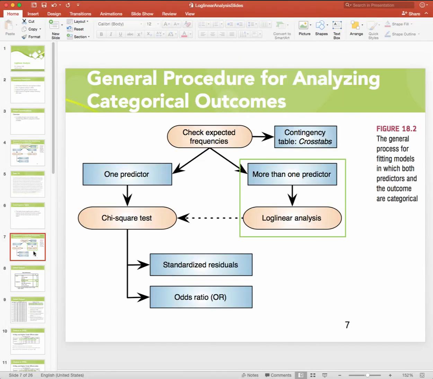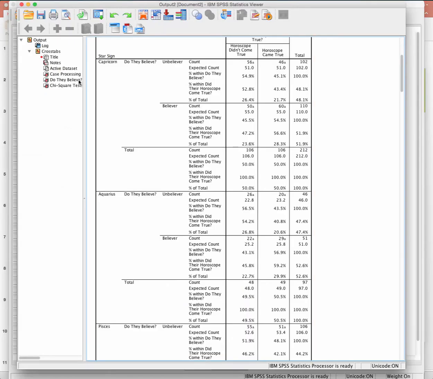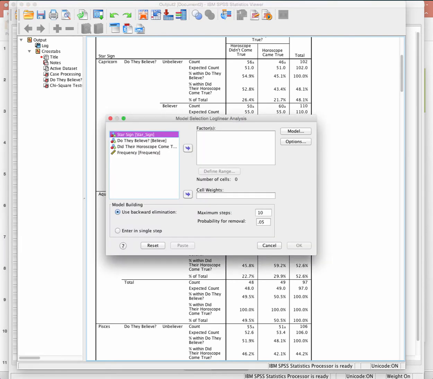So now that we know that we have all the variables that we need and that there are no expected counts less than 5, our assumptions are met, and we can do a loglinear analysis since we have more than one predictor. The way that we're going to run it is by coming into SPSS, going to Analyze, Loglinear, and then Model Selection.